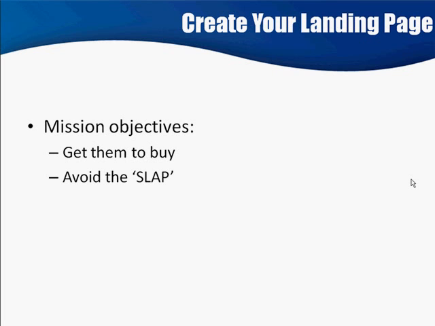Now, what is the slap? The slap is when Google looks at your web page, and they look at your ads, and they look at your keywords, and they say, you stink. Basically, they say, you know what, buddy, if you want to get any of your ads to show up, you're going to have to bid $5, $10, $15 just to get your ad clicked on. That is the Google slap.